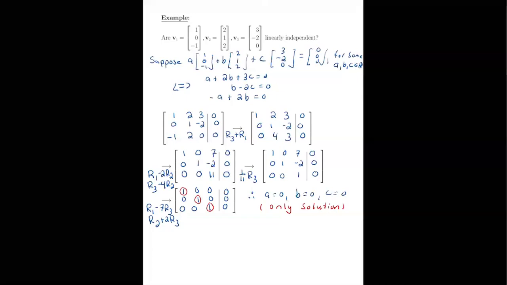So our conclusion is, therefore, V1, V2, V3 are linearly independent.